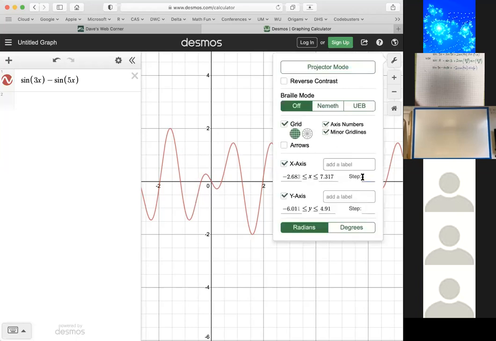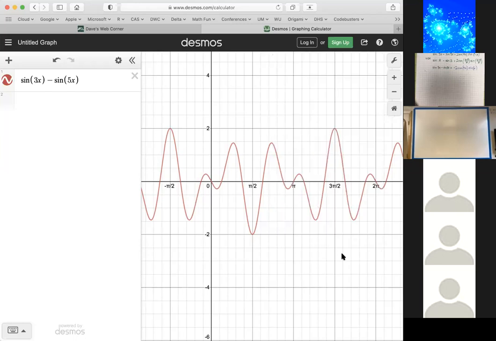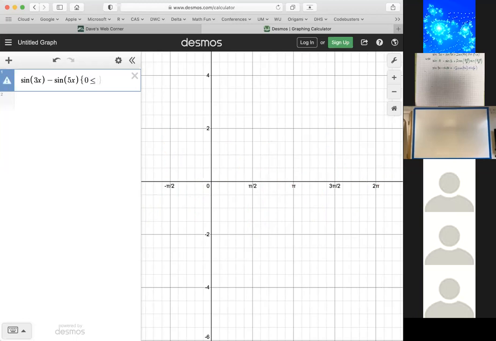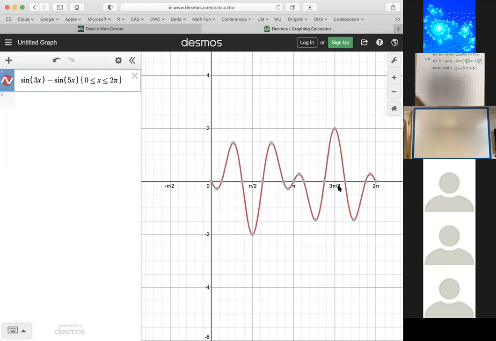Let's try the x-axis in terms of pi. Yes, that's very nice. So here is one period from 0 to 2 pi. Let me just highlight that one period. That is one period of that graph. I wouldn't draw this without a calculator, Desmos, so this is not part of our standard drawing responsibilities.